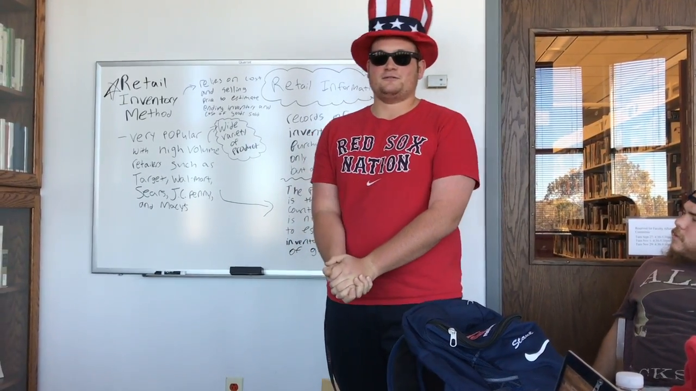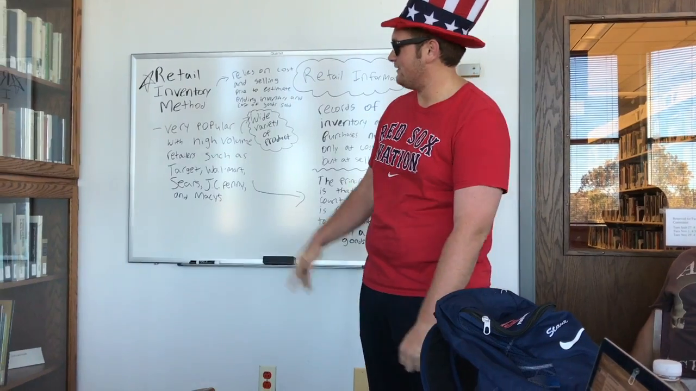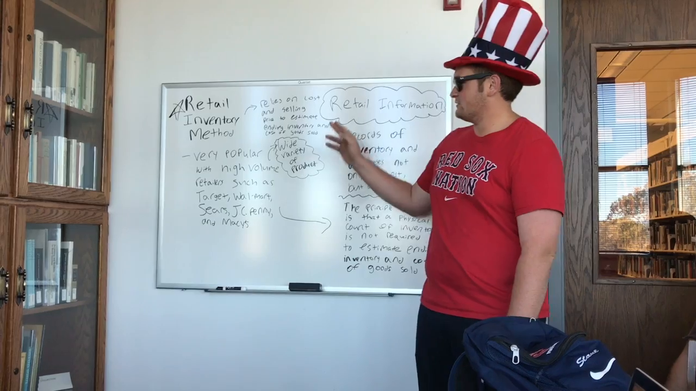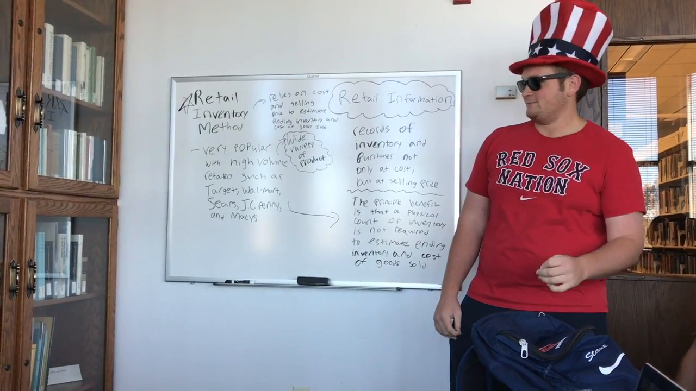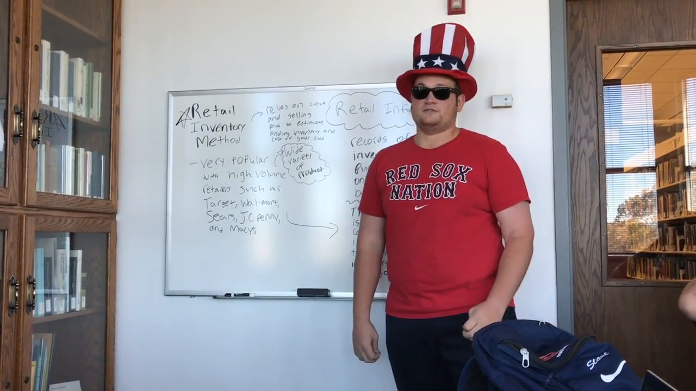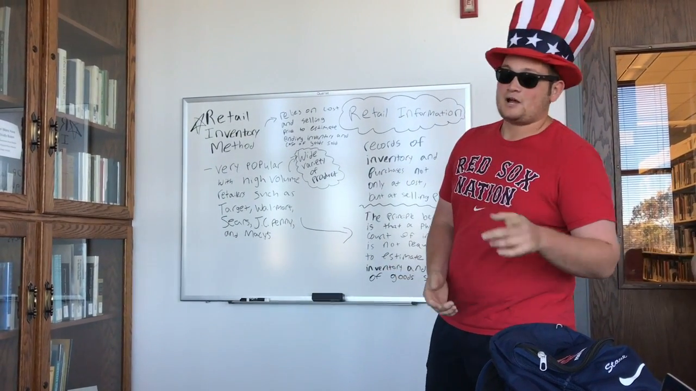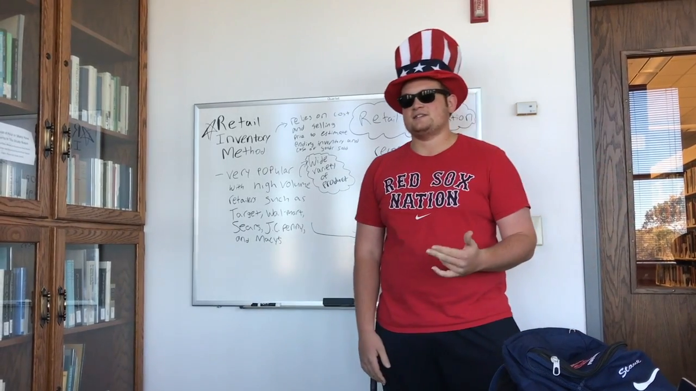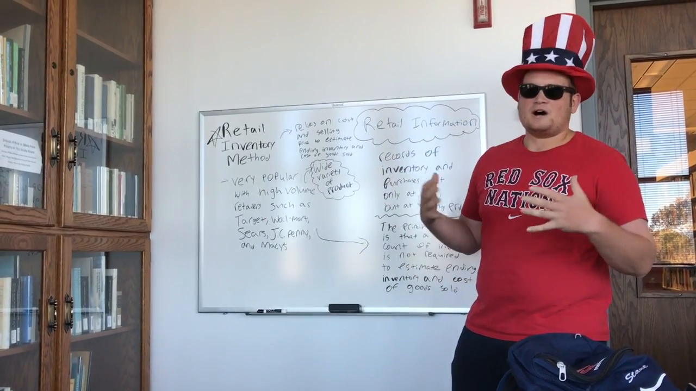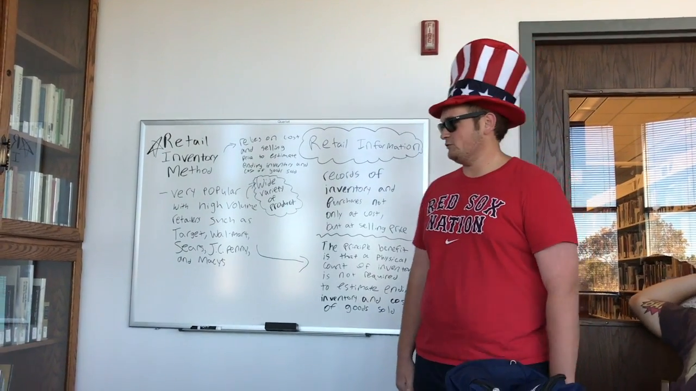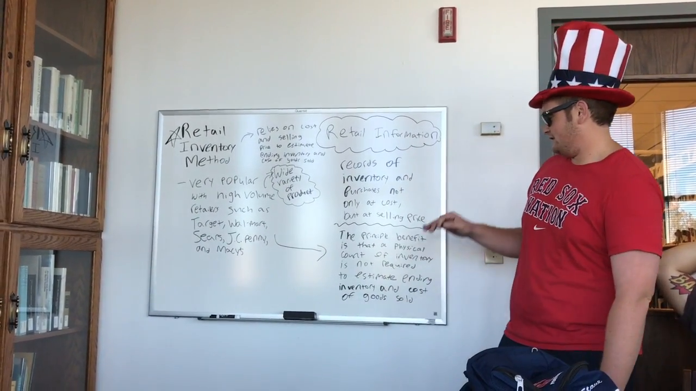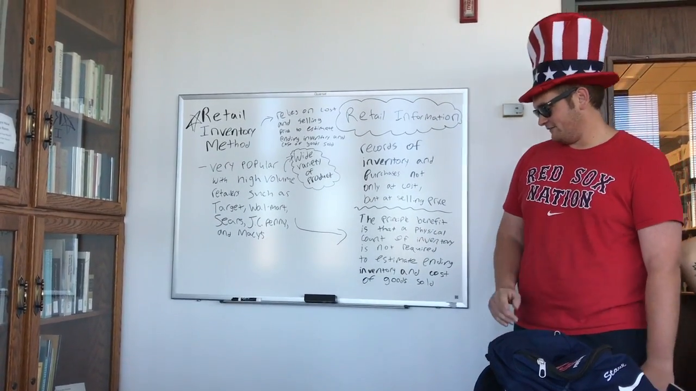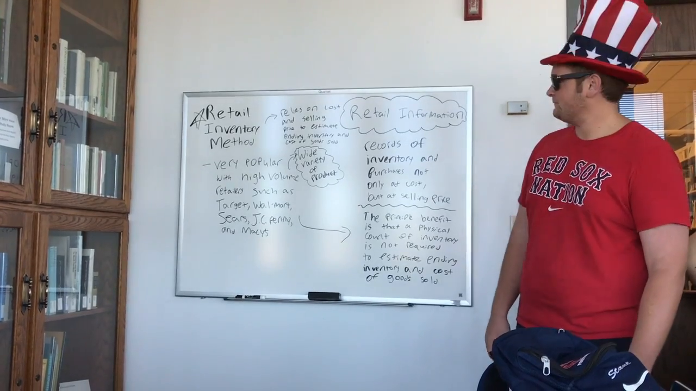Hi, my name is Dr. Freedom. I'm going to be telling you a little bit about the retail inventory method. It is similar to the gross profit method because it relies on cost and selling price to estimate the ending inventory and the cost of goods sold. It is very popular with high volume retailers such as Target, Walmart, Sears, JCPenney, and Macy's because they have a wide variety. The principal benefit of the retail inventory method is that a physical count of inventory is not required to estimate ending inventory and cost of goods sold.